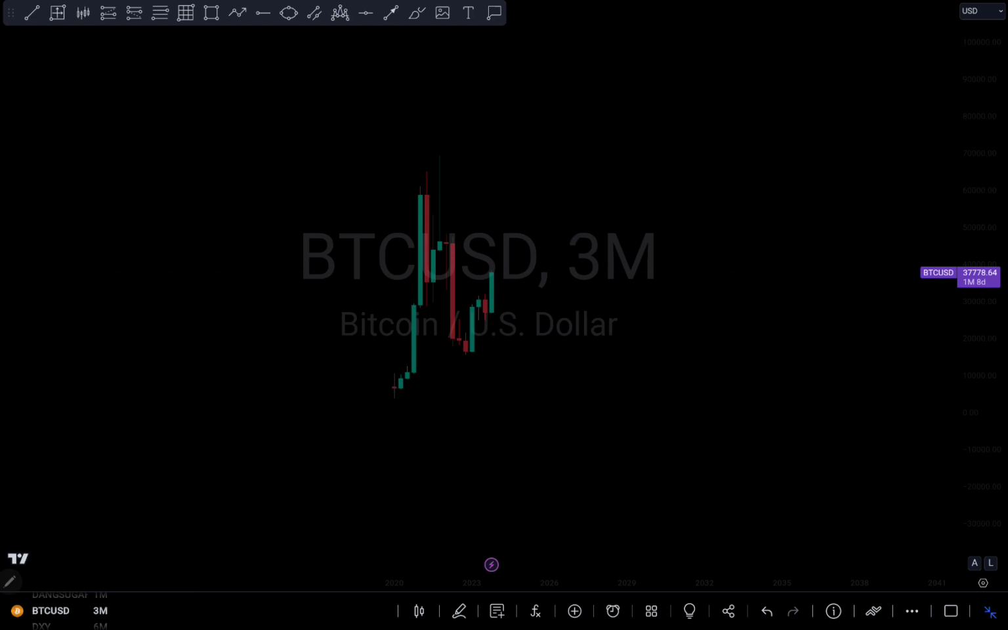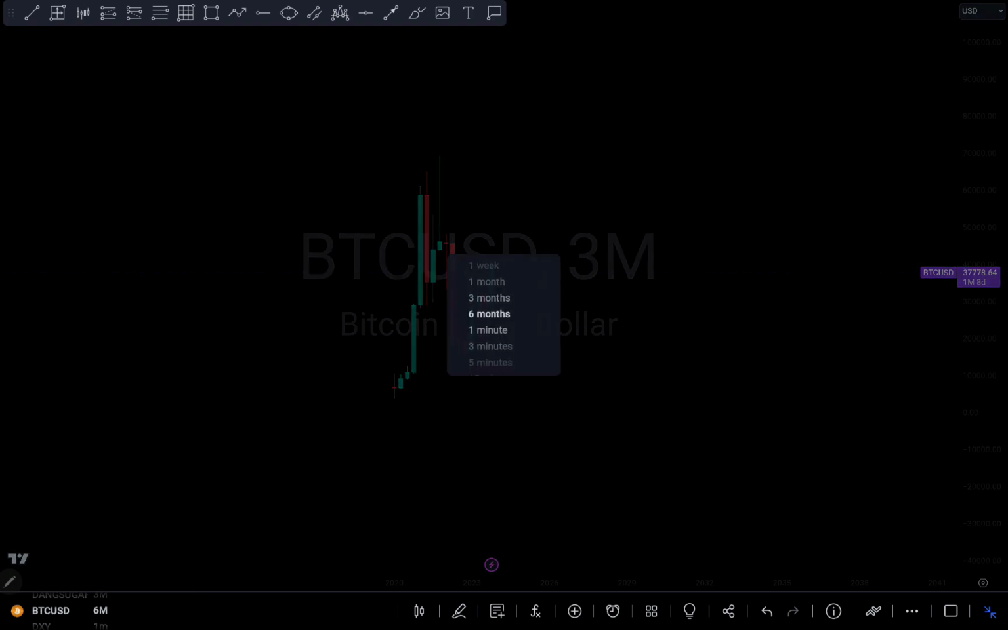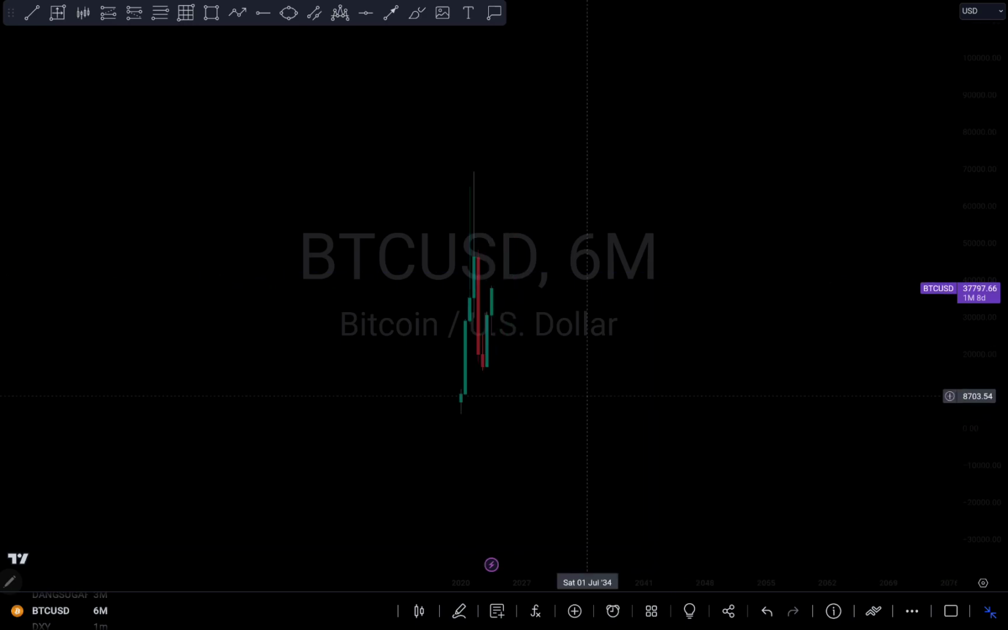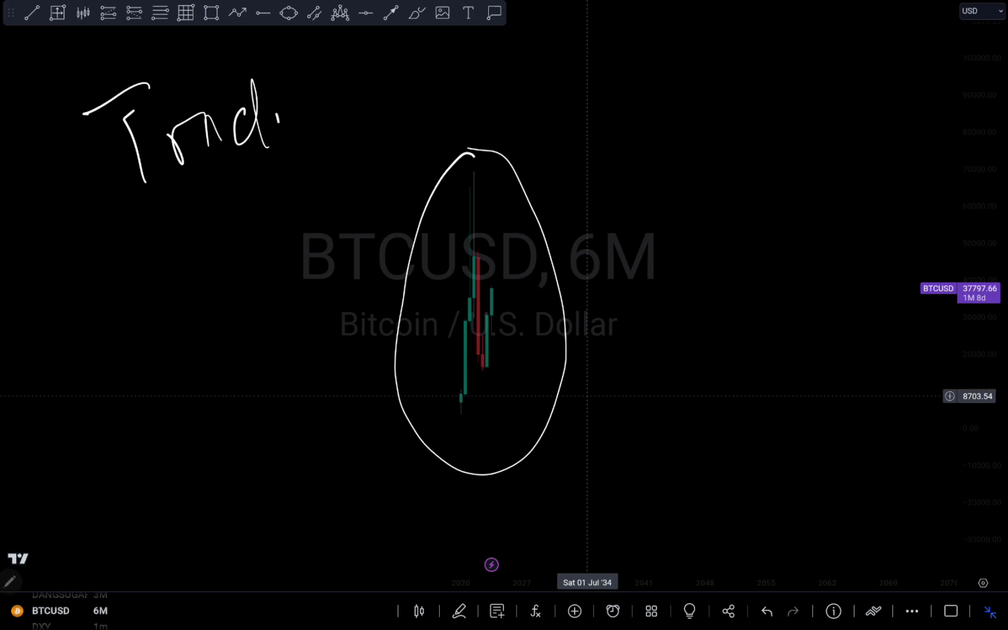So now let me go to the 6 month time frame just to see the overall picture. We can see everything that has happened based on TradingView, because the platform I am analyzing on right now is called TradingView.